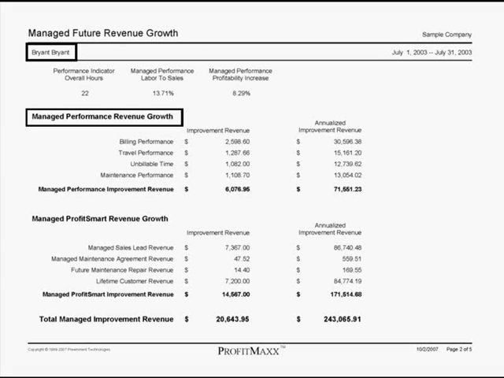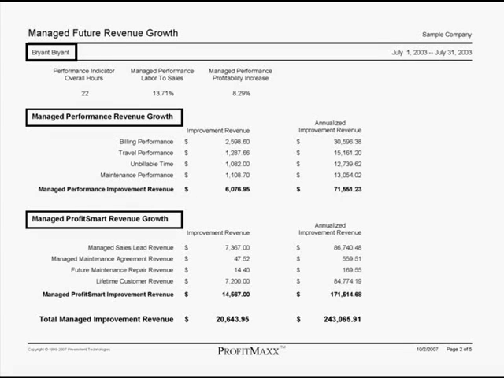So the managed performance improvement revenue for this month alone, just for Bryant, was $6,076. Over the course of a year, that totals out to $71,551. Now let's take a look at the managed ProfitSmart revenue growth potential.